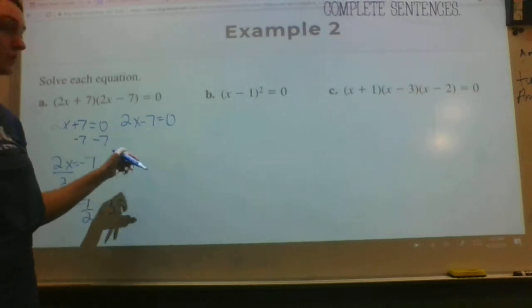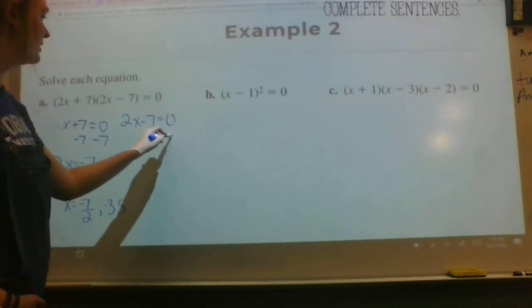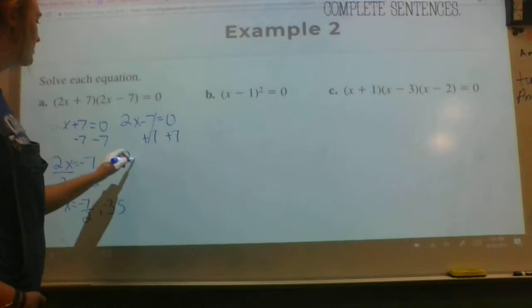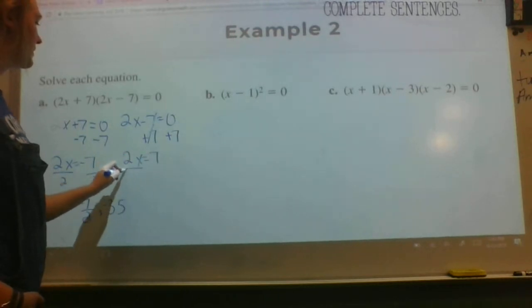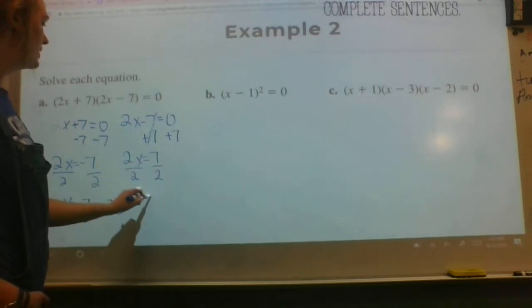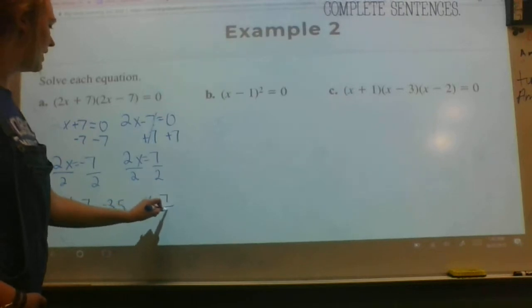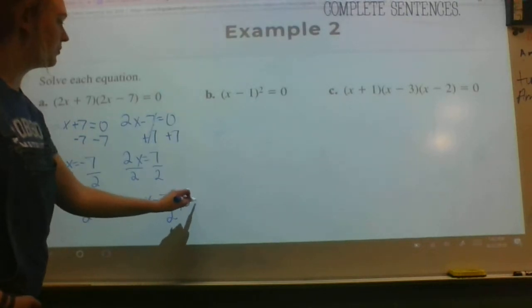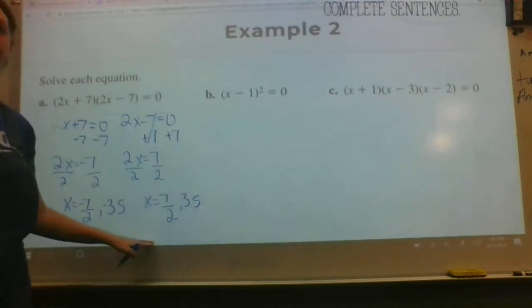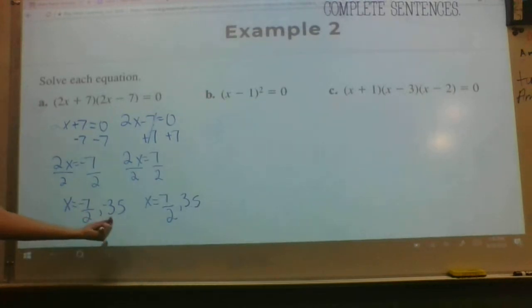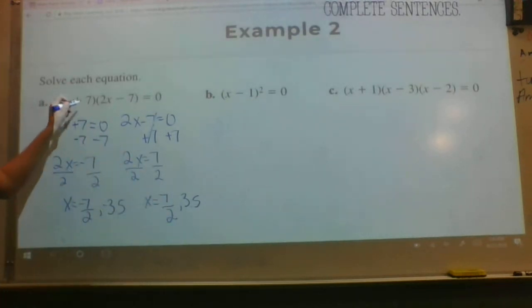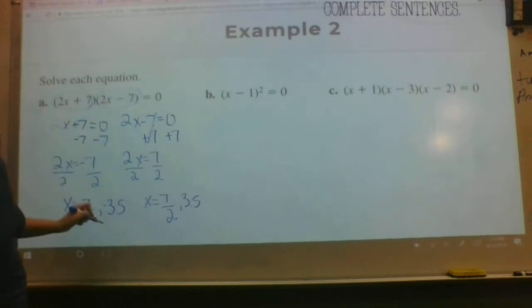In the other one, I'm going to do the same idea, plus 7. 2x equals 7, divide by 2, divide by 2, x equals 7 halves, or 3.5 positive version. Okay, this is not 4 answers, because these are the exact same thing. I have two factors, 1, 2, so I have two answers.